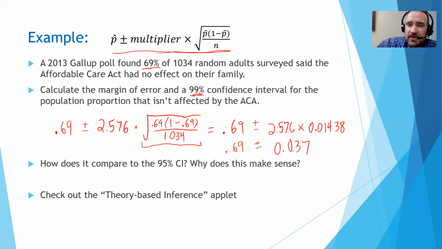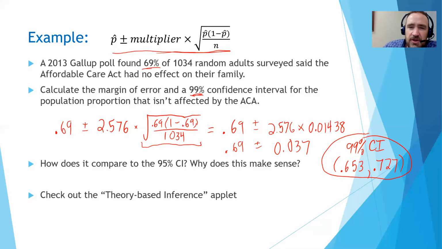Once again, how do I get the confidence interval from this? My 99% CI, I'm going to have a lower and an upper. And the lower is going to be 0.69 minus the 0.037. So that's going to be 0.653. And the upper is going to be 0.69 plus the 0.037. So that's going to be 0.727. And there's our 99% confidence interval.